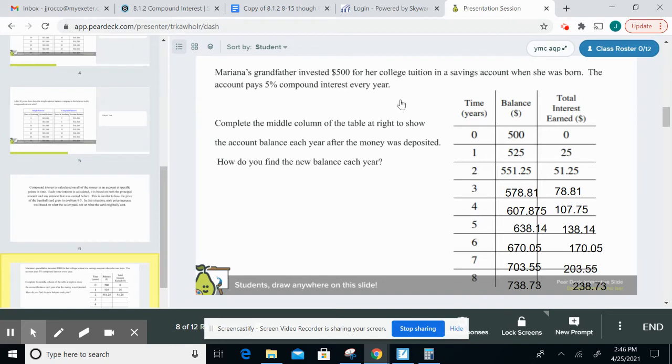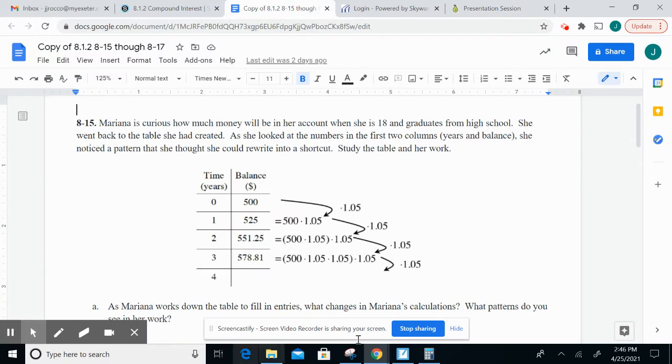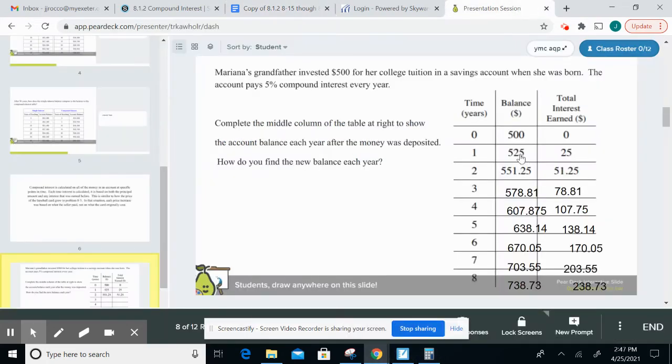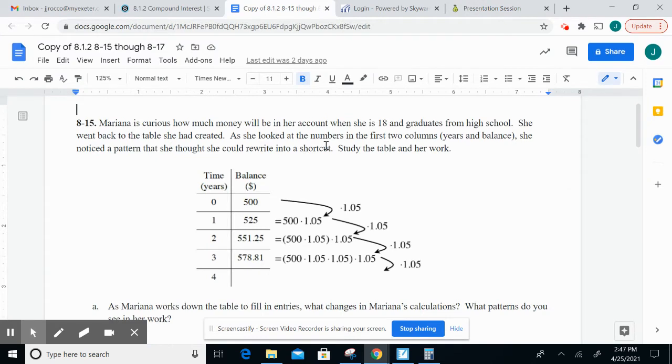But there's a simpler way for us to do that, and that's this table right here. And you can see it's got the same numbers. Look, 500, 525, 551.25. You can see right there, the second column, those are the same, 500, 525, 551. Okay, so this is a simpler way to write what we did on Friday.